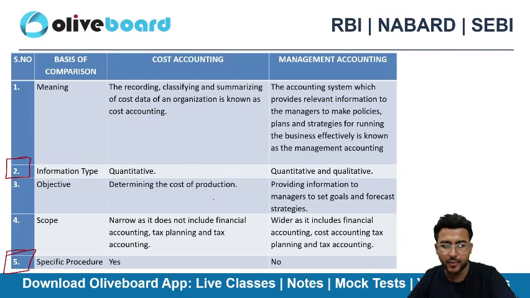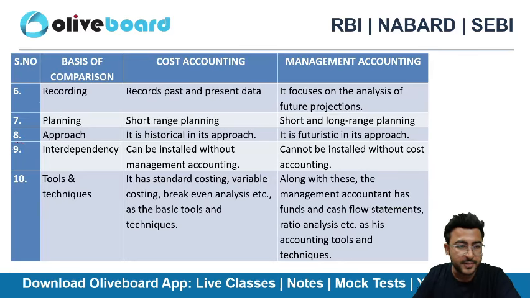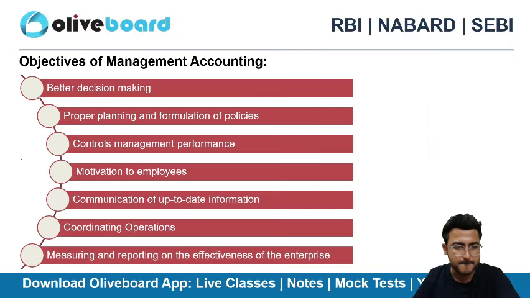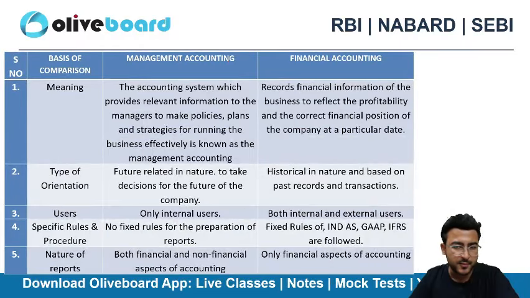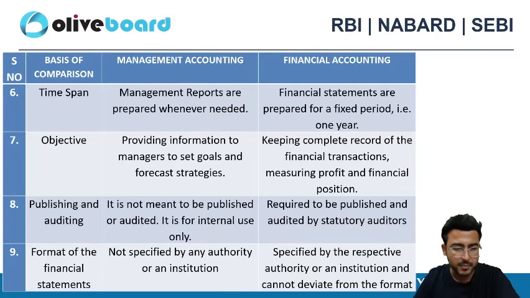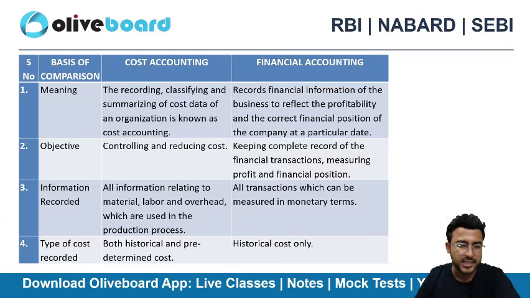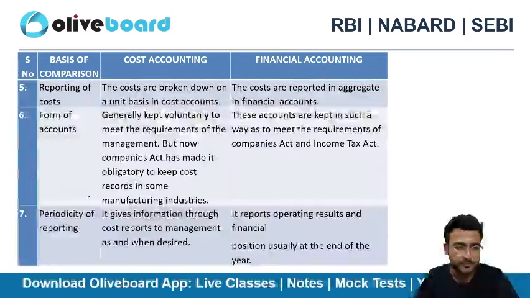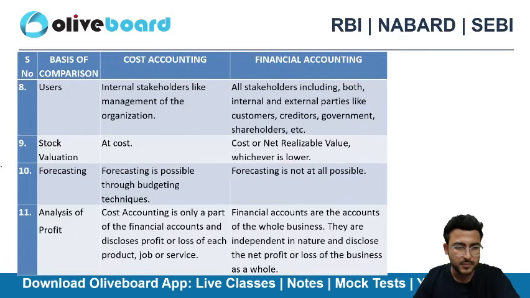Specific procedure point is important. Interdependency is very, very important. Approach, tools and techniques. In management versus financial accounting: users, orientation, specific rules, publishing. In cost and financial accounting, the stock valuation point is very, very important.